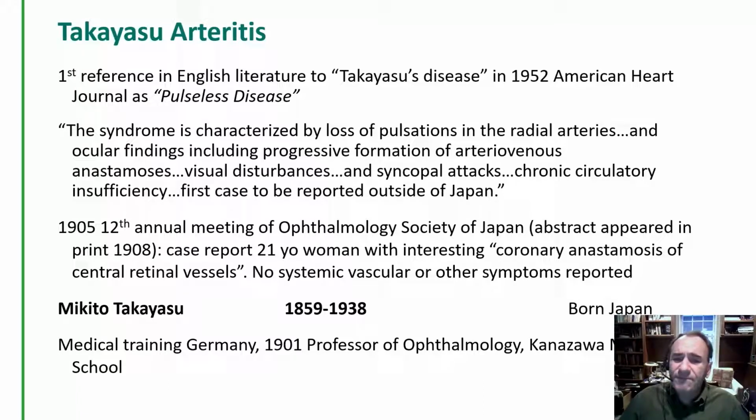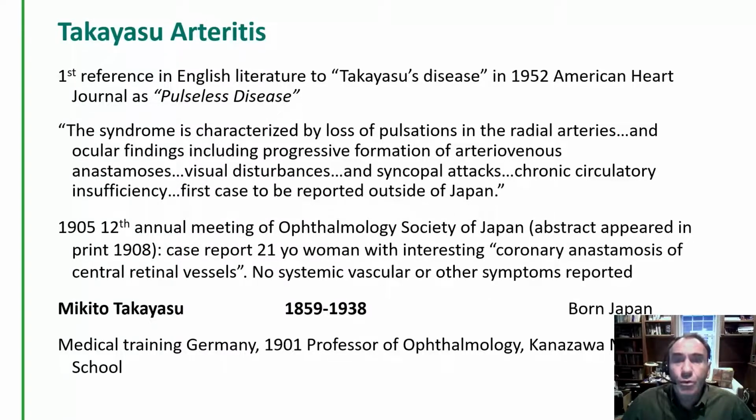So when was it actually first described in Japan? Well, in 1905, Takayasu, at an annual meeting of the Ophthalmology Society of Japan, actually presented a case. This case was actually not presented in written abstract format until 1908.